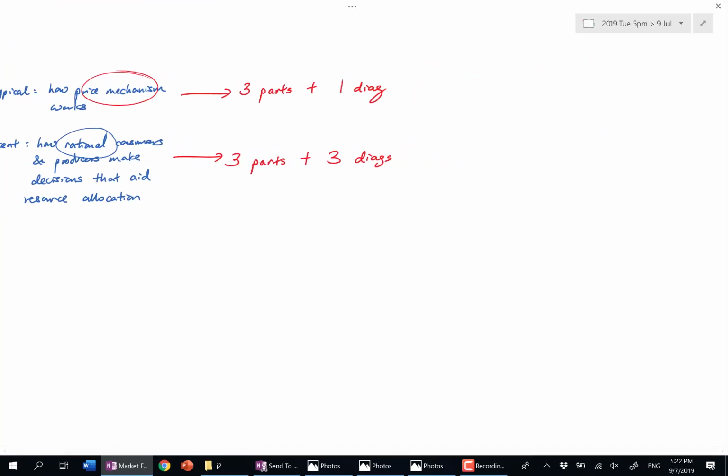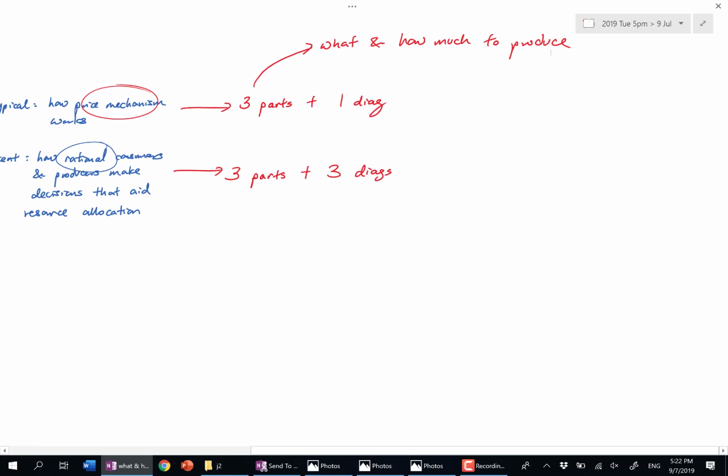So if a question were to ask you how the price mechanism works, the 3 parts here are, number 1, you have to explain how the price mechanism answers the first question, what and how much to produce. Then you have to explain how it answers the second question, how to produce. And the third one is how it answers the question of for whom to produce.